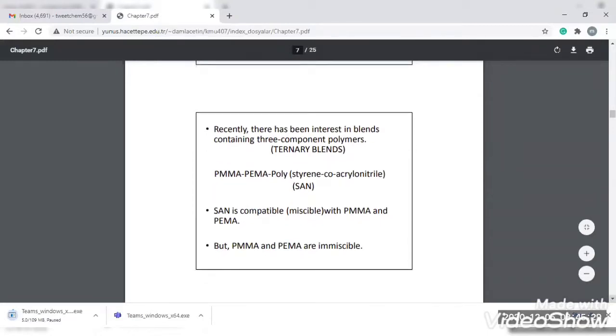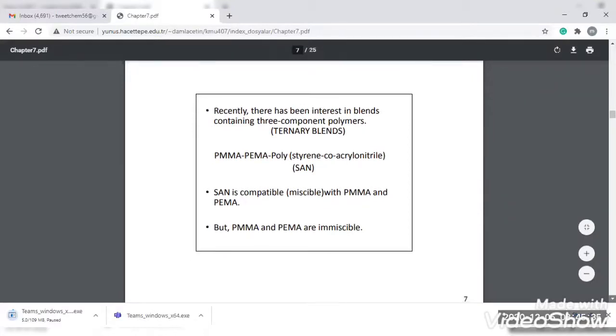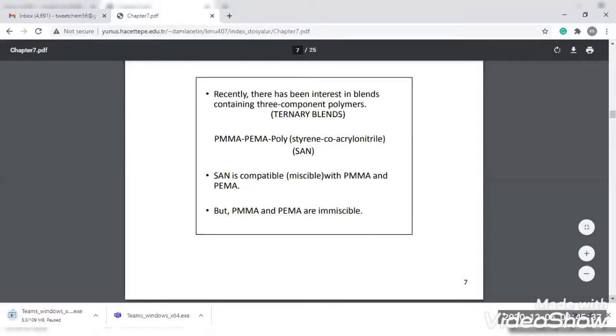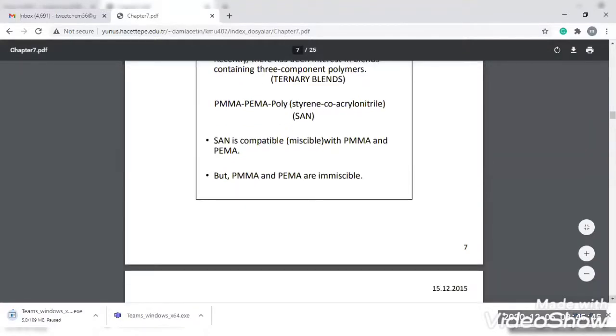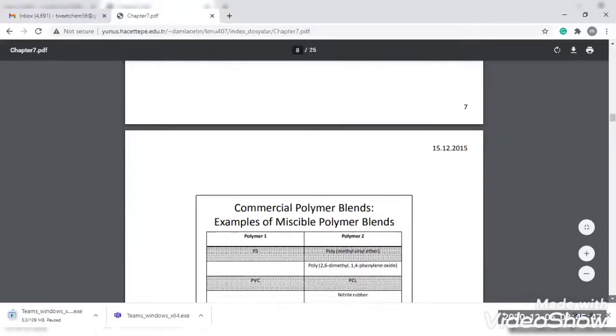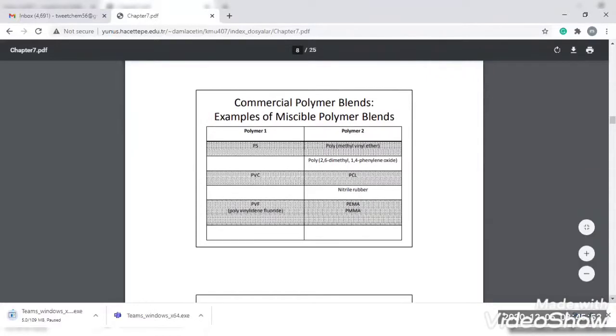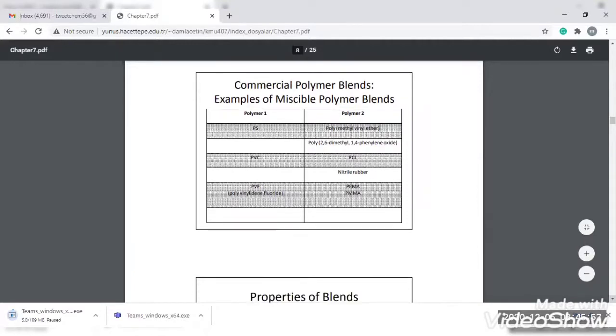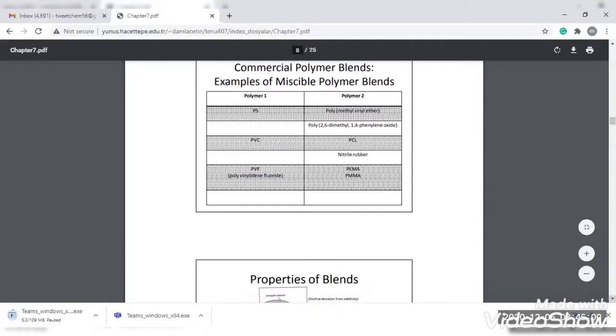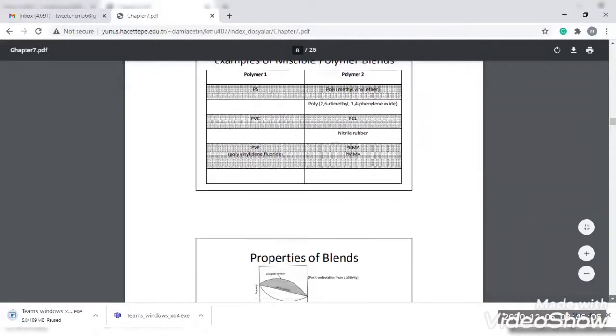Recently, there has been interest in blends containing three polymer components, which are called ternary blends. For example, in a three-component system of PMMA, PEMA, and polystyrene-co-acrylonitrile, SAN, SAN is compatible with PMMA and PEMA, but PMMA and PEMA are immiscible. They are not mixed. Examples of commercial mixable polymer blends: polymer 1 PS with polymer 2 polymethyl vinyl ether, PVC with nitrile rubber, PVF, and PEMA with PMMA.